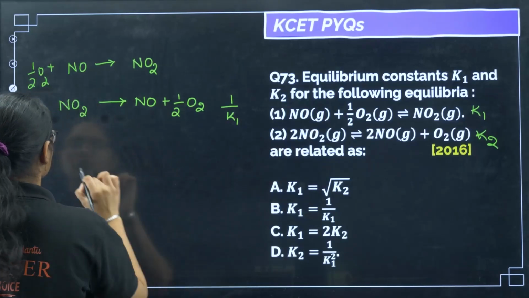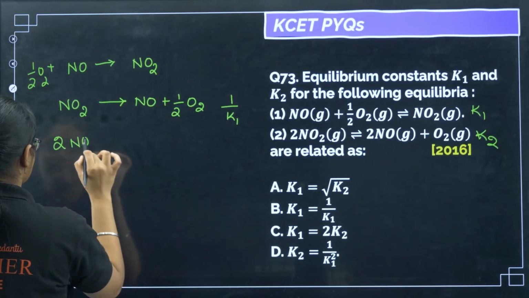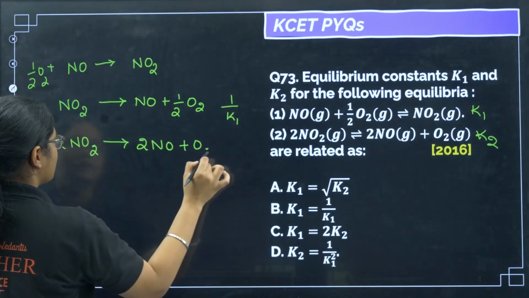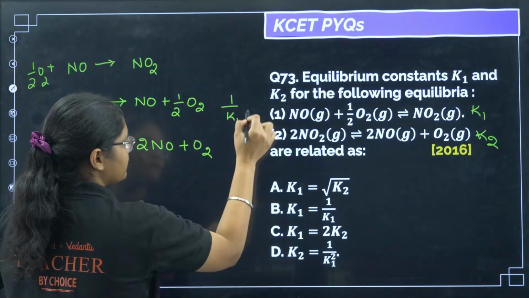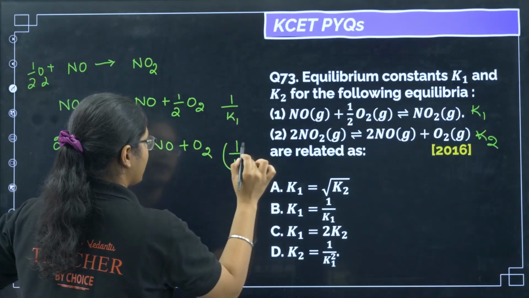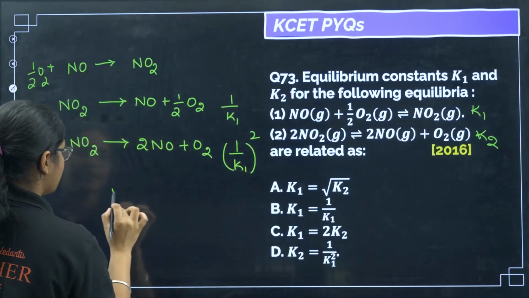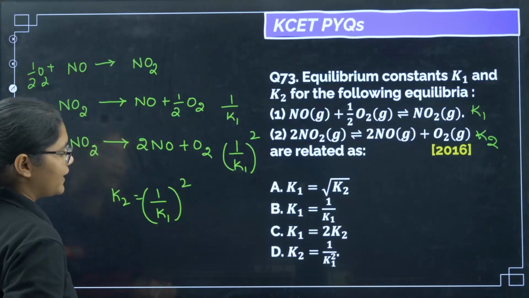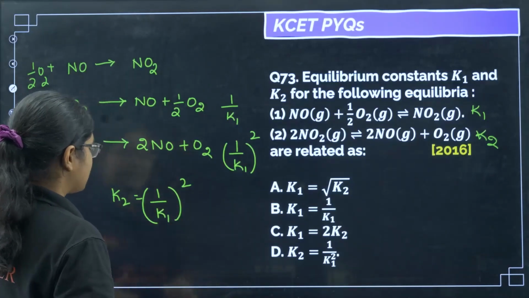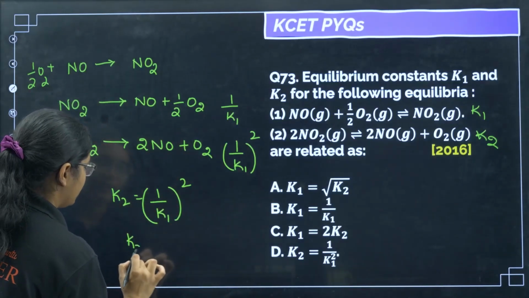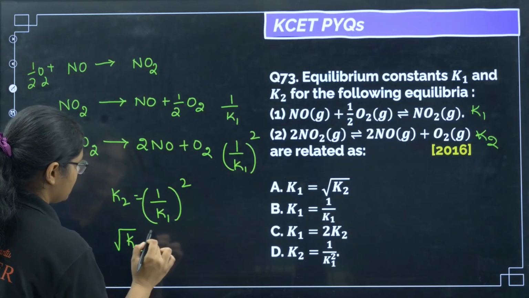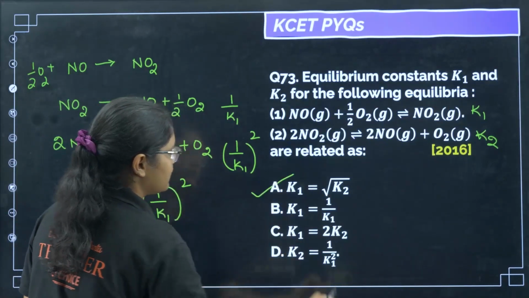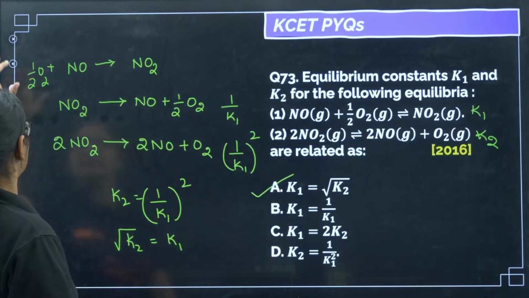Next we are multiplying 2 to the whole equation. Now when I multiply 2, what will happen? It will become square, right? 1 by K1 square. So what I can say, K2 will be equal to 1 by K1 square. Do I have that option? Or else I can say in other words that root over K2 is equal to K1. That is there. K1 is equal to root over of K2. So option number A here.